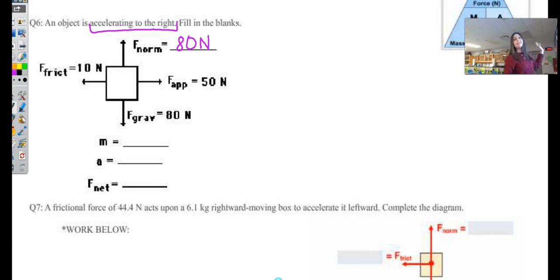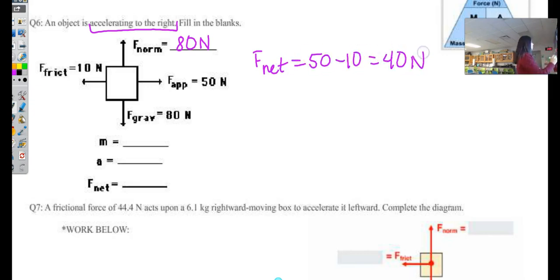So 80 and 80 is 0, but 50 minus 10, so to get my F net, I'm going to do 50 minus 10, which is equal to 40 newtons. So that's going to be my net force, 40 newtons.